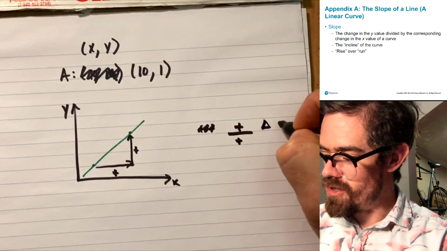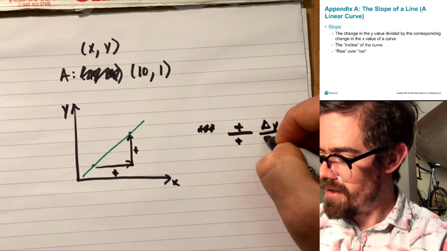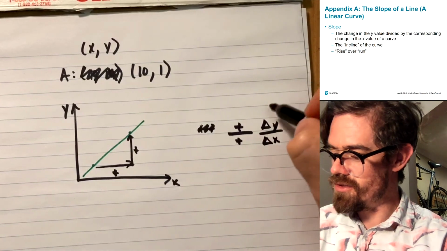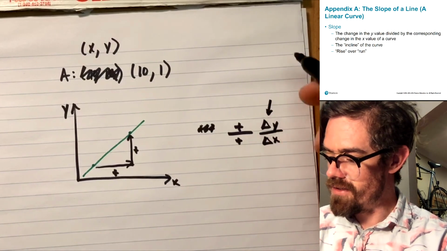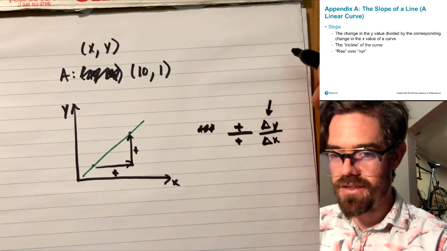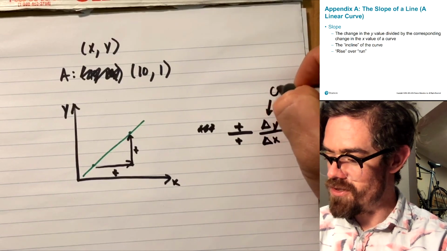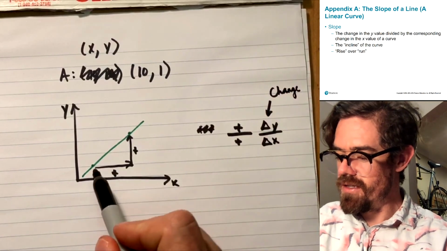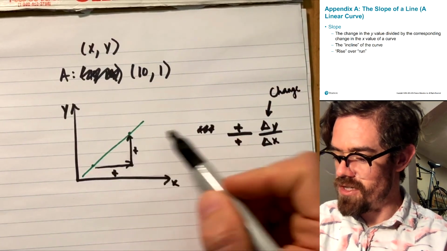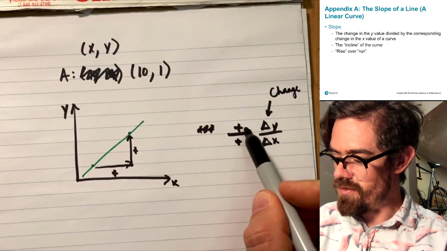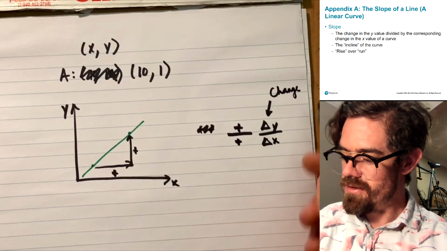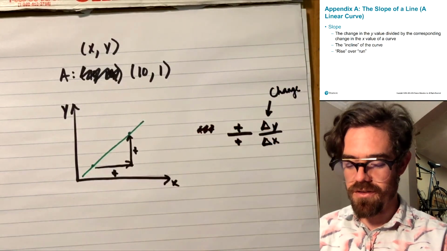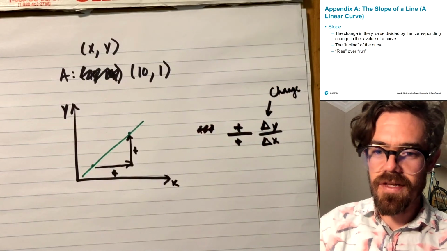All right, this is the change in y, and this is the change in x. Just so you know, this triangle is the Greek letter delta, and it means change. So change in y divided by change in x. This is a positive change in x, and this is a positive change in y. A positive number divided by a positive number will be a positive slope, right? So there you go. That's how you get slope.